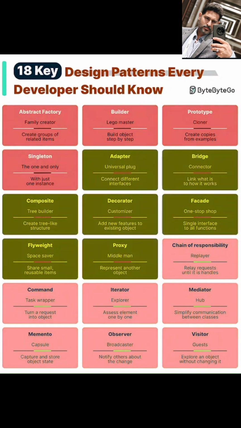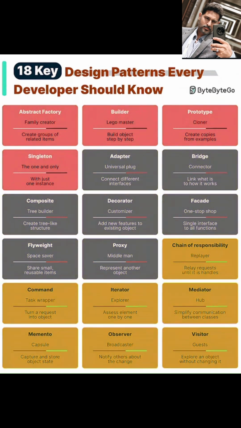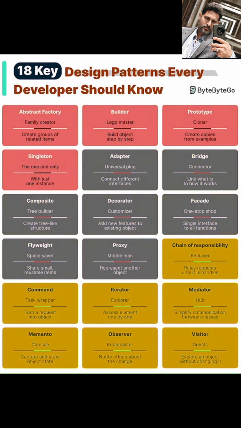Now, let's talk about the composite, the tree builder. This pattern lets you create tree-like structures of objects, where individual objects and compositions of objects can be treated uniformly. Think of a file system, you can treat a single file and a whole folder in a similar way.